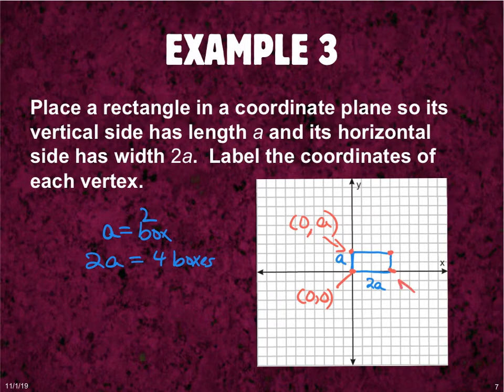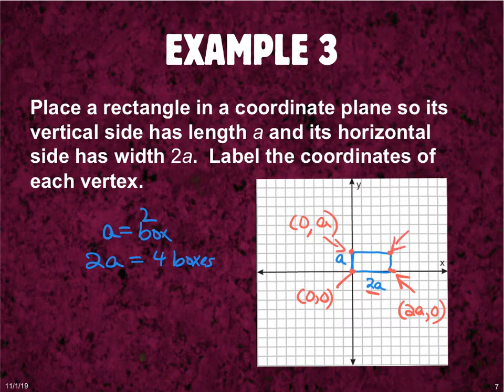And then over here, this vertex, again, it's on the x-axis. So the second number in my ordered pair is 0, but we knew it had a length of 2A. So this is going to be 2A, comma 0. Let me move this over. So 2A, comma 0 is that ordered pair.